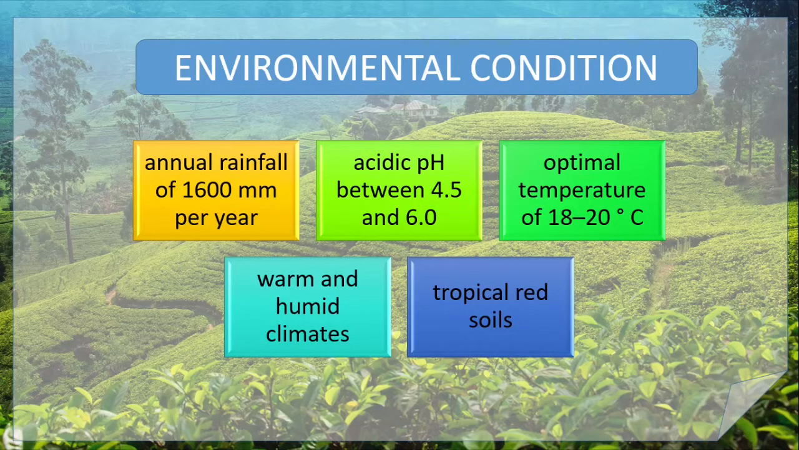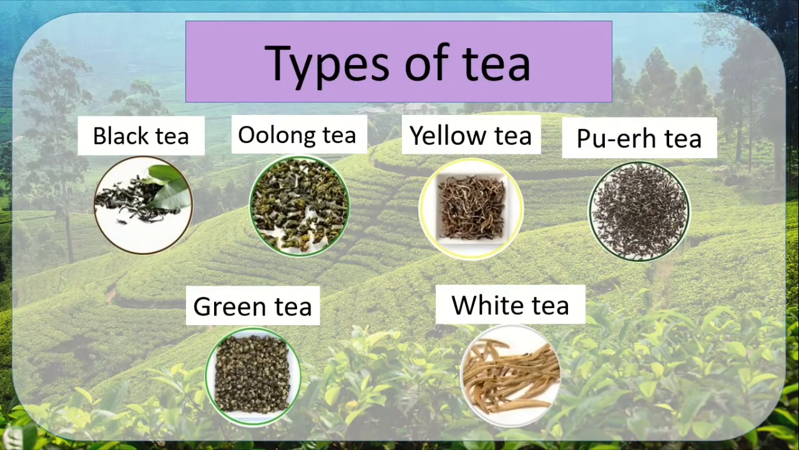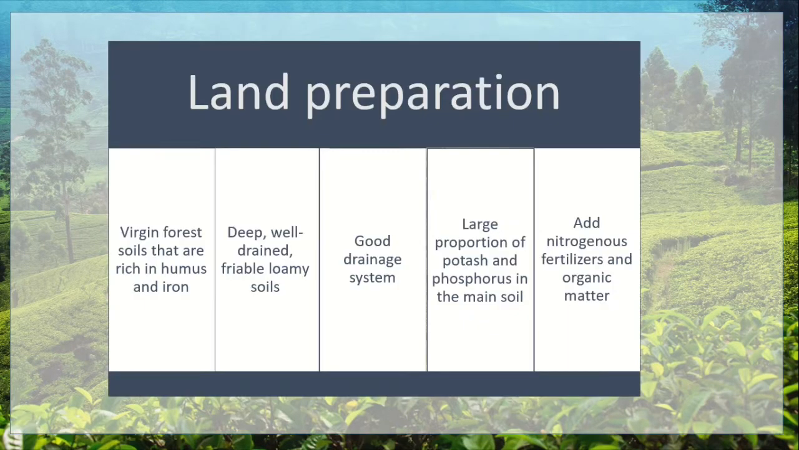The environmental conditions in tea plantation. It requires annual rainfall of 1,600 mm per year, acidic pH between 4.5 and 6, an optimal temperature of 18 to 20 degrees Celsius, warm and humid climates, and tropical red soils. There are several types of tea in Malaysia: black tea, oolong tea, yellow tea, pu'er tea, green tea, and white tea.